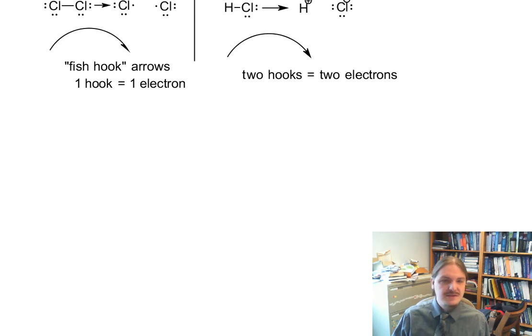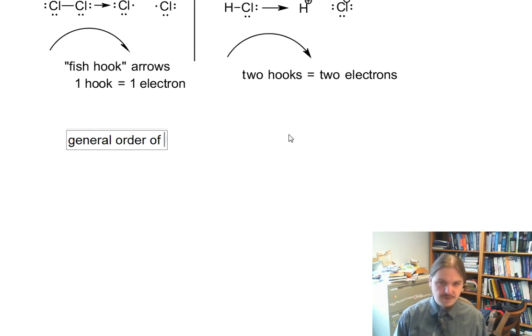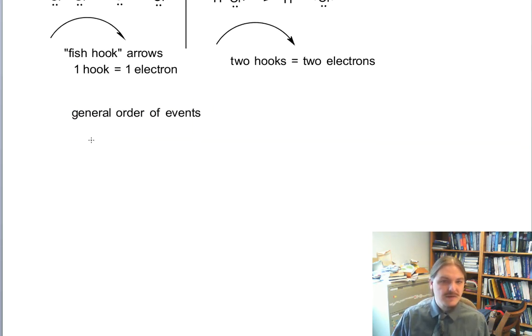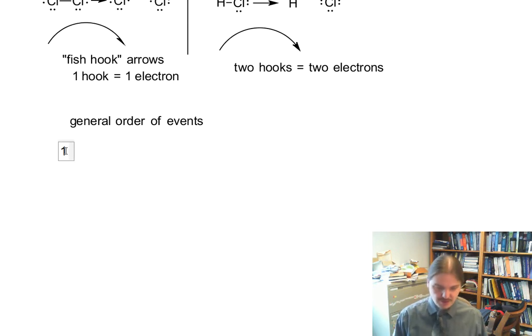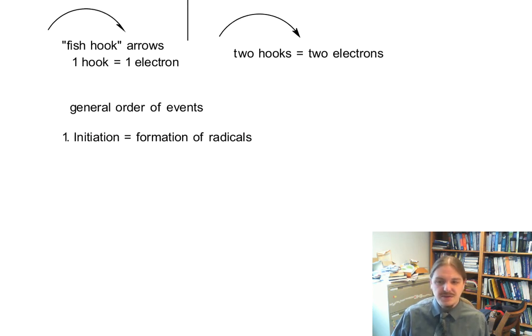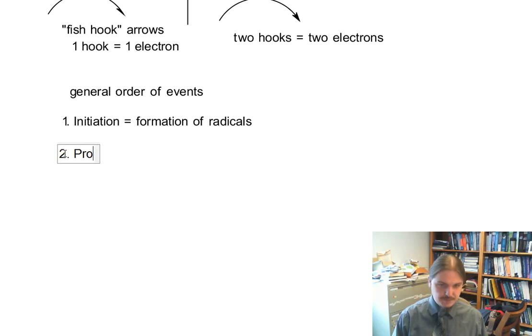Another general principle to consider is that most radical mechanisms follow a pretty common order of events. And so let's show what that is. The first step in this general order of events is something called initiation, which is the formation of radicals. Generally, radicals don't exist on their own, so we need to make them somehow.